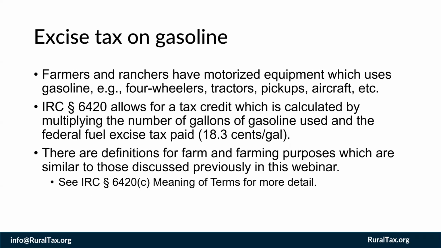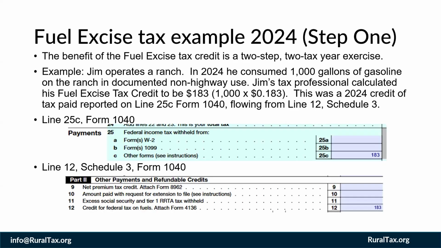As we're coming to the end of this, we're looking at excise tax on gasoline. Farmers and ranchers, they do have motorized equipment that uses gasoline, but they may use it in non-highway use, such as four-wheelers, tractors, pickups, aircraft. And Code Section 6420, as you can see cited in this particular slide, allows for a tax credit, which is calculated by multiplying the number of gallons of gas used and then the federal fuel excise tax, which happens to be 18.3 cents per gallon. So the definitions for farm and farming purposes are very similar to those that we have discussed earlier. And if you want more detail, then look at Code Section 6420(c) for more detail.